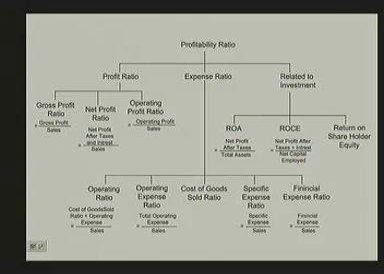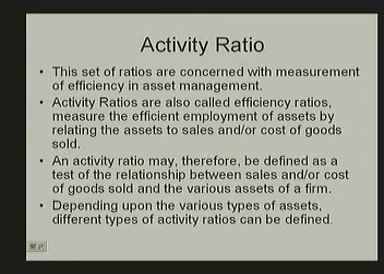Similarly, you have operating profit ratios. Under expenses ratio, you have operating ratio, operating expense ratio, cost of goods sold ratio, specific expense ratio, financial expense ratio, and so on. And lastly, you have activity ratio. They are also known as efficiency ratios.